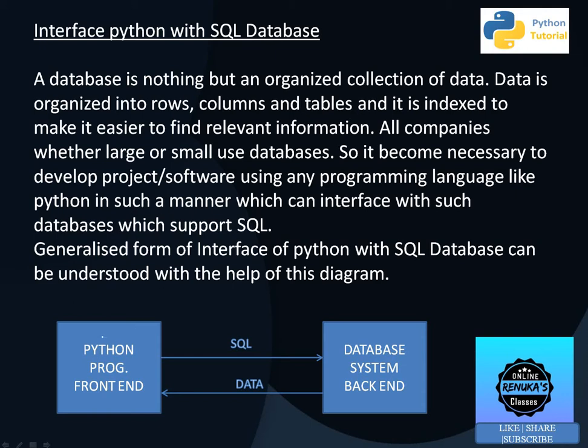In database connectivity, the Python program which is the interface for the user is known as the front end, and the database which is located at the back is known as the backend. When this backend is connected to the front end with the help of some connectivity routines, that is known as database connectivity.